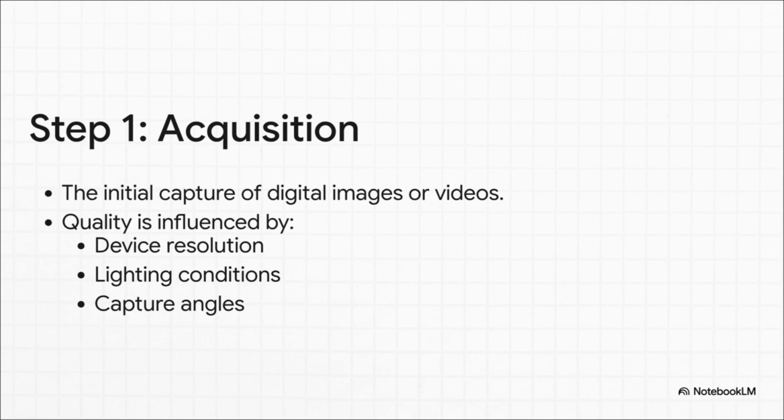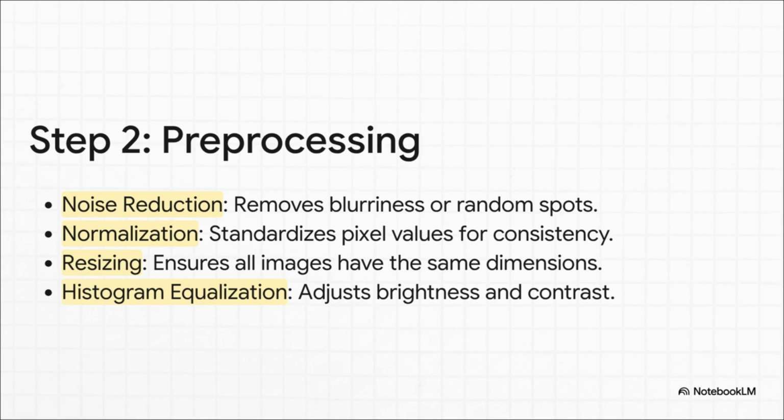And as they say in programming, garbage in, garbage out. You know, an image rarely comes in perfectly clean, which brings us to step 2, pre-processing. This is the crucial cleanup stage. Think of it like a photo editor, but for an AI. It uses noise reduction to get rid of any blurriness, normalization to standardize all the colors, and resizing to make sure every image is a consistent size. It's all about getting the data perfectly prepped for the real analysis.